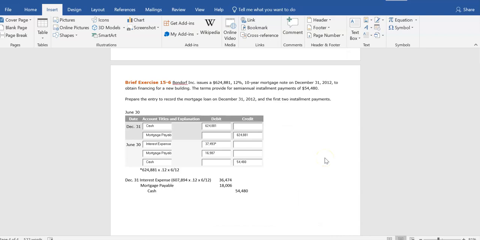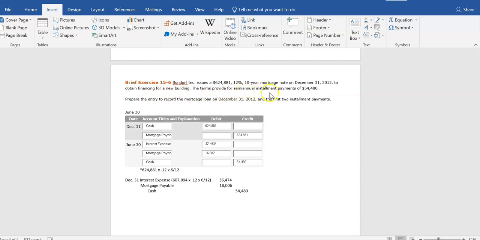Right. This last exercise is going to have us working with a different long-term liability, and that is a mortgage. Bondorf Incorporated issues a $624,881 12% 10-year mortgage note on December 31st of 2012. They are obtaining financing for a new building. So essentially they took out a mortgage to buy the building.